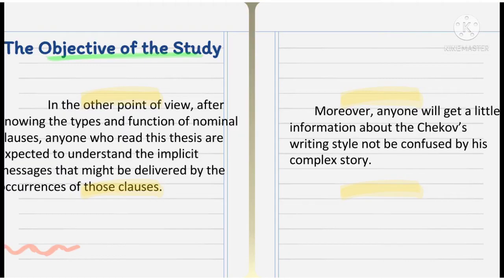The objective of the study. From another point of view, after knowing the types and functions of nominal clauses, anyone who reads this thesis is expected to understand the implied message that might be developed by the occurrences of those clauses. Moreover, anyone will get a little information about Chekhov's writing style, and not be confused by this complex story.